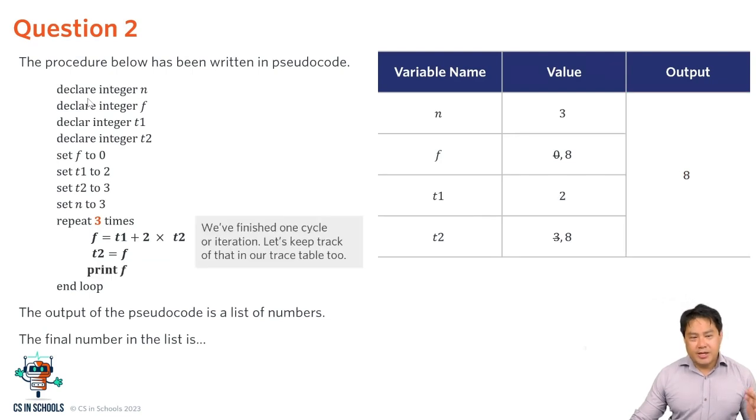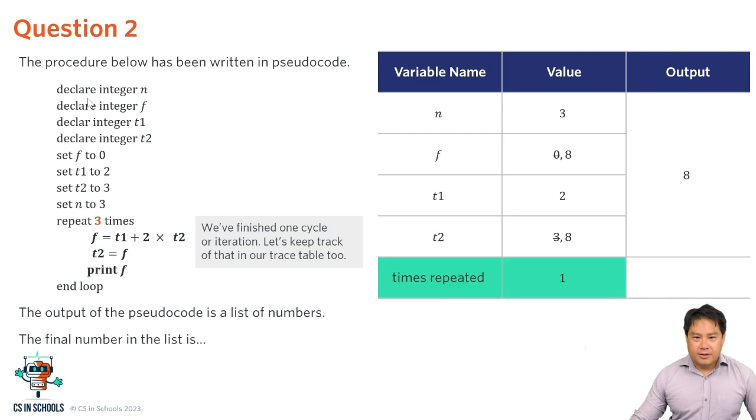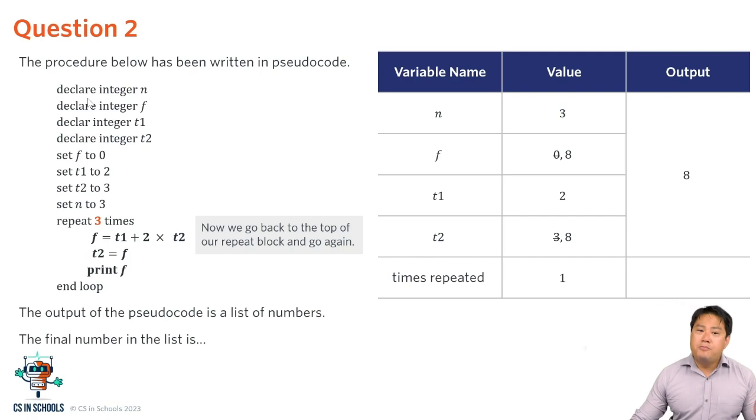So what we've done now is we've gone through those 3 lines of code and we've finished one iteration because they form that chunk of code that's been indented. We're going to keep track of the number of times we've repeated as an extra variable in our trace table, just keeping in mind that we are aiming to repeat this 3 times. So we've repeated that section of code once. We now go back up to the top and repeat it a second time. So let's go back up again and we'll go through this again a little bit more quickly.